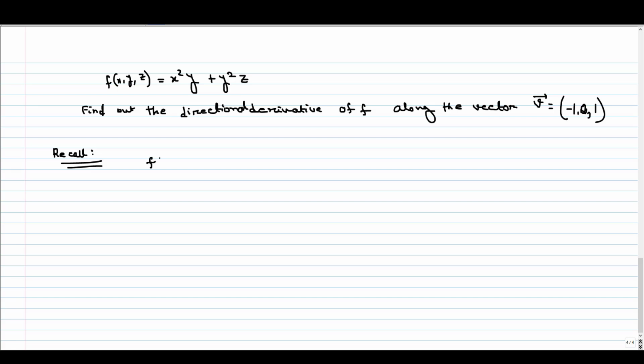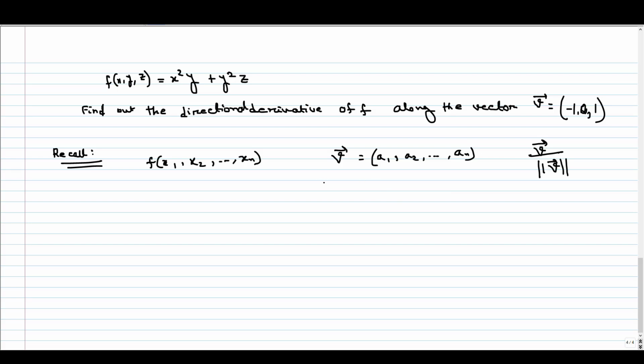Suppose we have a scalar valued function of n variables, f(x1, x2, ..., xn), and we have to calculate the directional derivative along some vector v, which is given as (a1, a2, ..., an). Now, if v is not a unit vector, what we have to do? We have to normalize it first. So we have to do this calculation, v by norm of v, so that the norm of this vector will become 1.